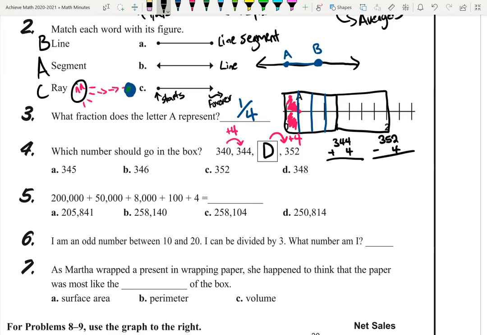Number 5, I always go right to left when I'm doing this. So this is expanded form. I'm going to write 4. Next is 100. Now 100 with a 4 is going to be like that, 104. Next up, 8,000, 58,000, 258,000. Okay, which one matches? No. No. Yep.